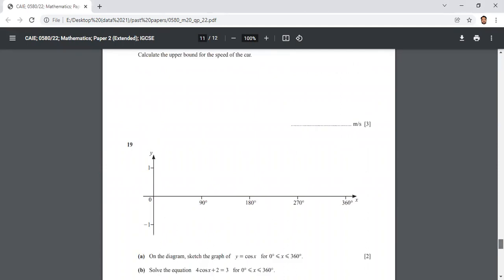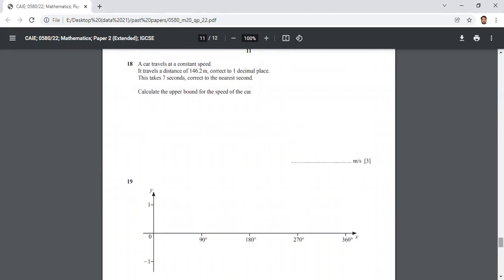This is 18. A car travels at a constant speed. It travels a distance of 146.2 meters, correct to one decimal place. So this takes 7 seconds, correct to the nearest second. Calculate the upper bound for the speed of the car. The speed of the car, that means distance over time, yes?